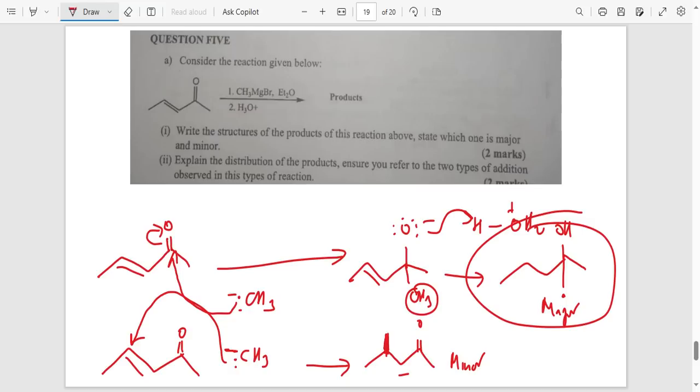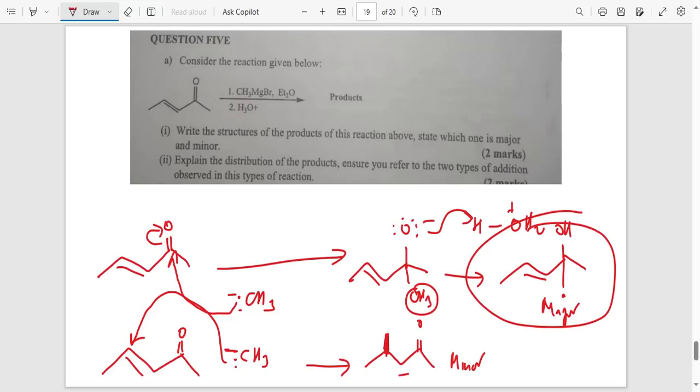Write the structure of the products of this. Oh, the double bond has not gone anywhere, it's still there. Sorry for that. Thank you very much. So part 2, explain the distribution of the products. Ensure you refer to the two types of addition observed in this type of reaction. Explain the distribution of the products. Ensure you refer to the two types of addition observed.